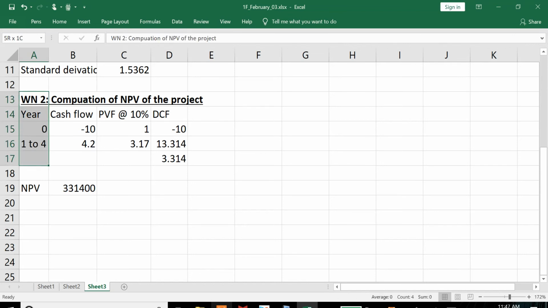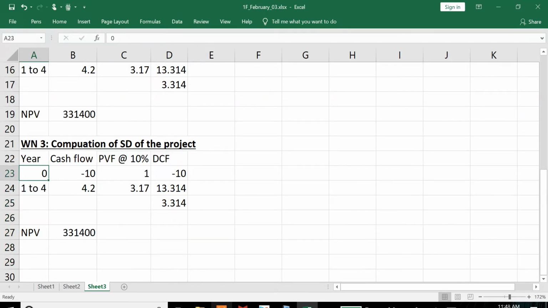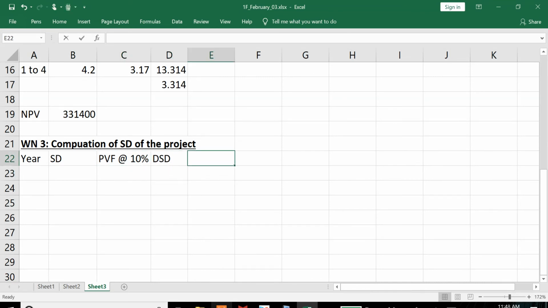Working note 3, computation of standard deviation of the project. It will be year standard deviation. If you remember, this is what we had done: year, standard deviation, PVF at 10%, discounted standard deviation square.